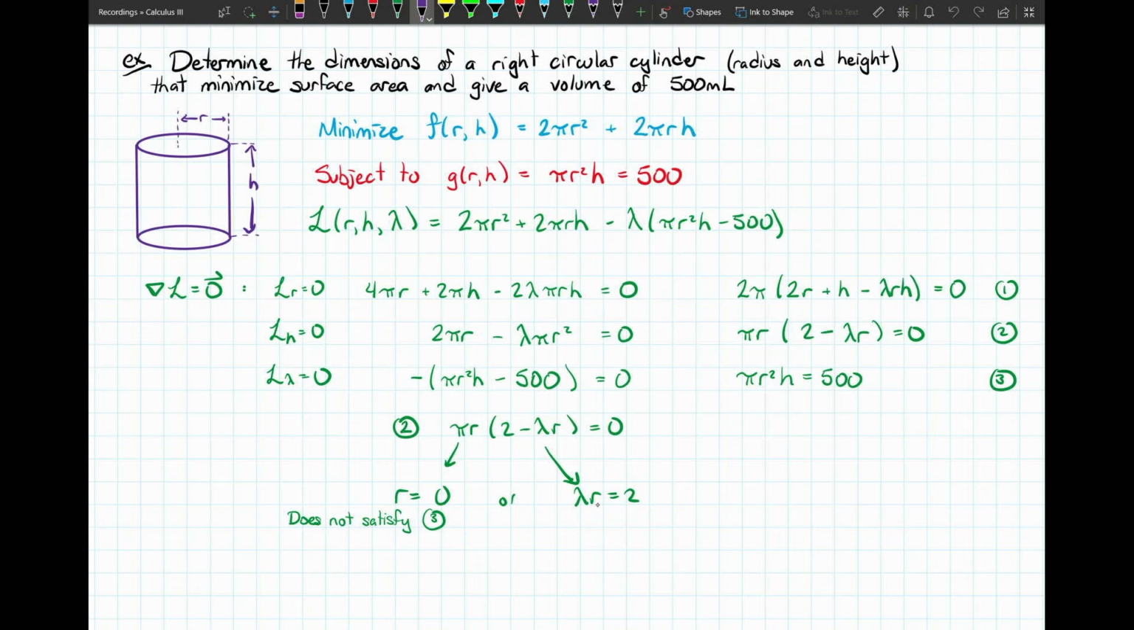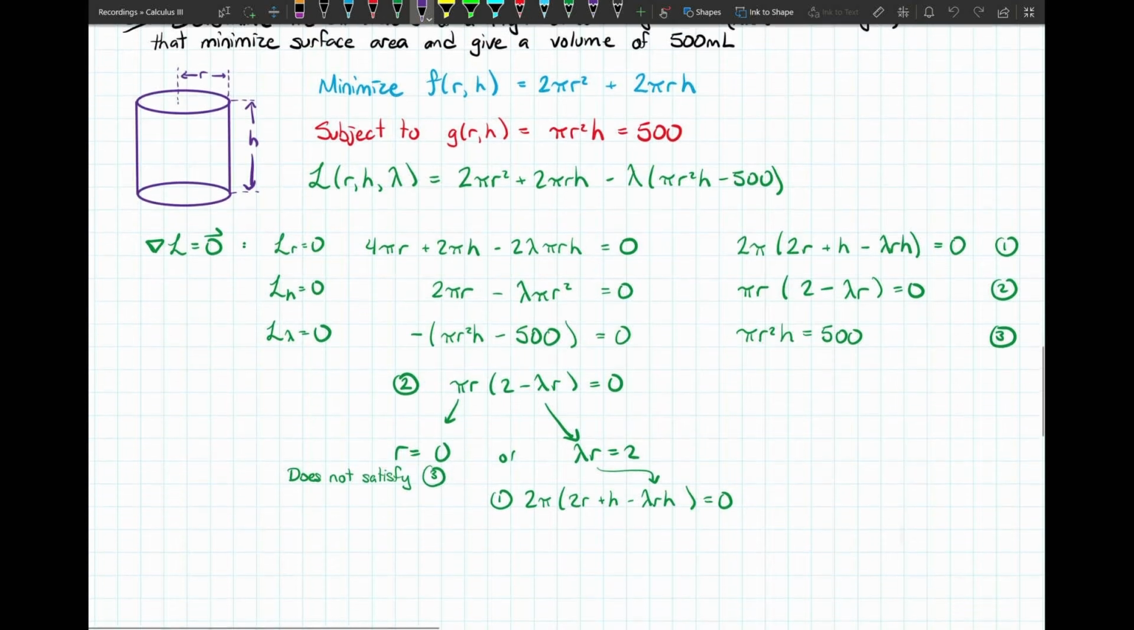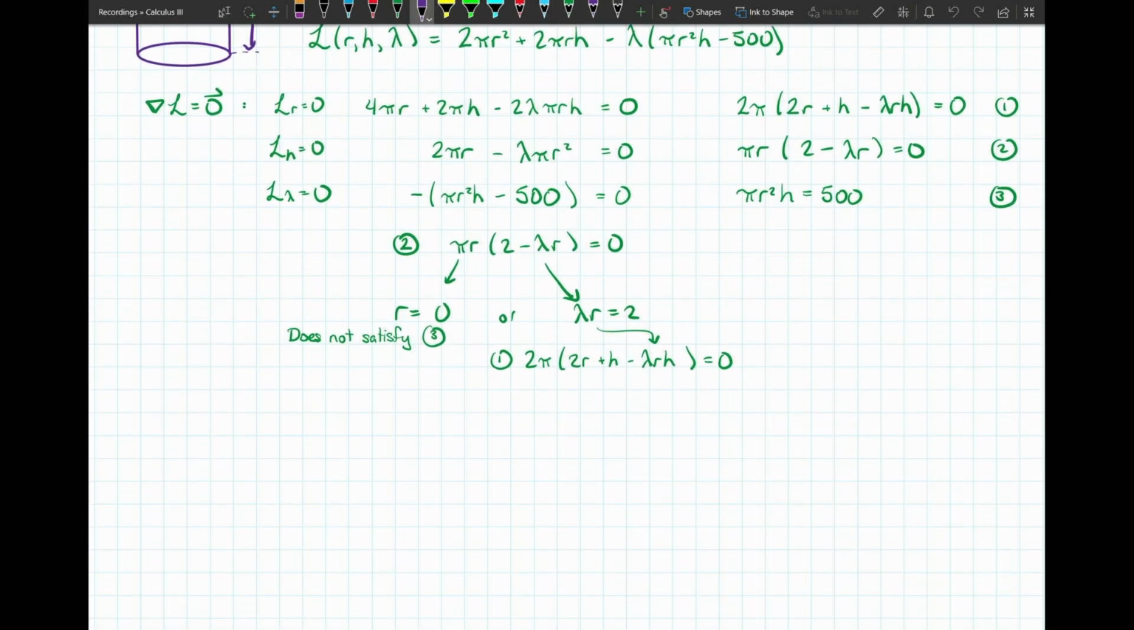Now, you can solve that for r and substitute into a couple equations, or you can solve for lambda and substitute into equation 1. Although you'll also notice that equation 1 actually has lambda r right in it. So maybe we'll just leave that as is, and we'll substitute into equation 1 immediately. In equation 1, we're going to remove that lambda r and replace it with 2. Now we have an equation that just involves r and h, and we can continue to simplify, and we'll see that we must have that h equals 2 times the radius. And that should certainly give us a unique solution to equation 3 now.